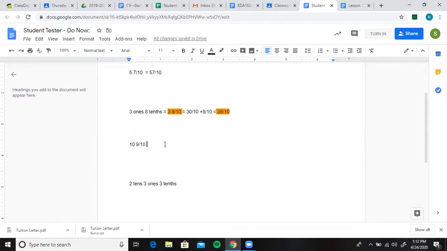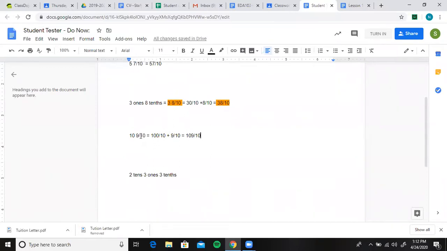So the next one is 10 and 9 tenths. They already gave you the mixed number. So I think, okay, if there's 10 tenths, there's 10 sets of 10 tenths. That's 10 tenths, 20 tenths, 30 tenths, 40 tenths, 50 tenths, 60 tenths, 70 tenths, 80 tenths, 90 tenths, 100 tenths. That 10 whole number is going to equal 100 tenths plus the 9 tenths that I still have, which is going to give me 109 tenths. Now, even though this top number is hundreds, the bottom number doesn't change. It stays as the tenths. So I have 10 and 9 tenths is equal to 109 tenths.